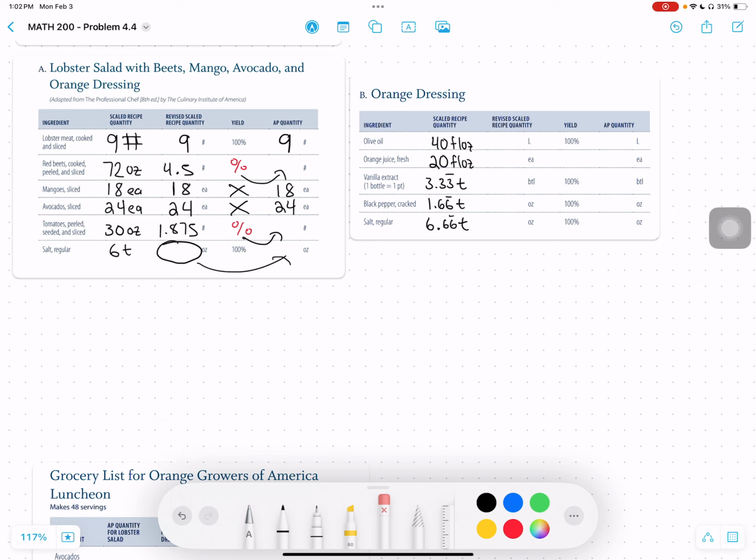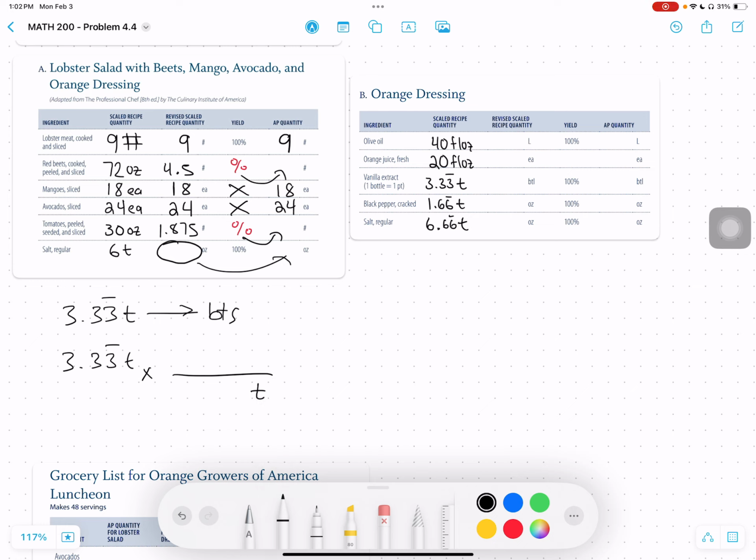And let's do some of the conversions that I required for the orange dressing. Okay, let's go ahead and focus on vanilla extract. This I'm going to fill up. So vanilla extract, we are converting from 3.33 repeating teaspoons to bottles. Okay, start with 3.33 repeating teaspoons.